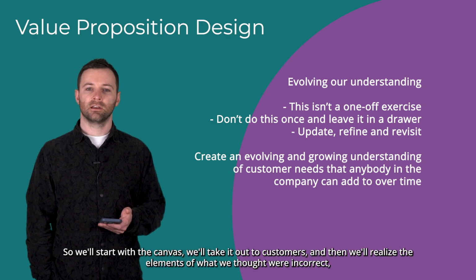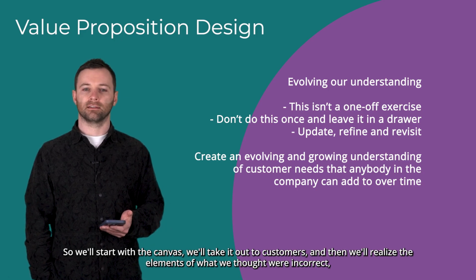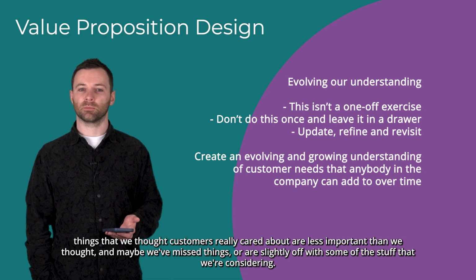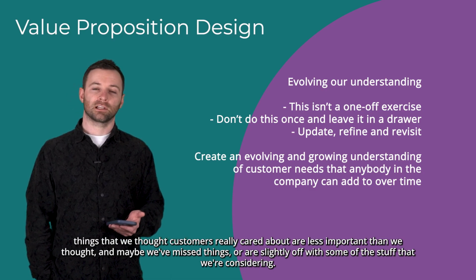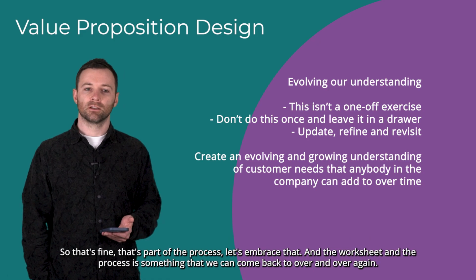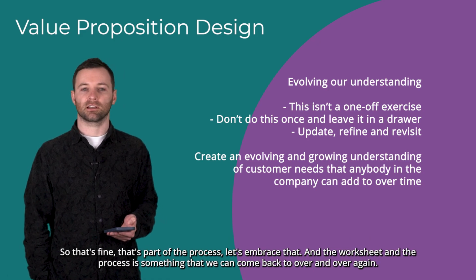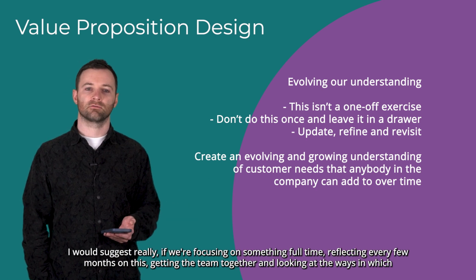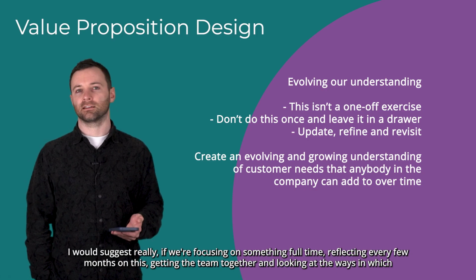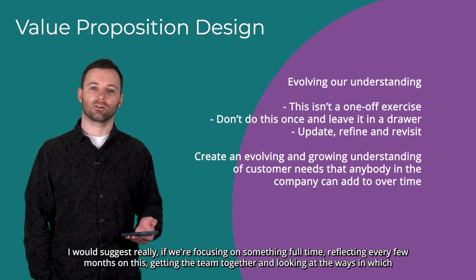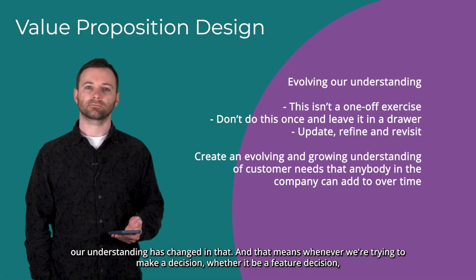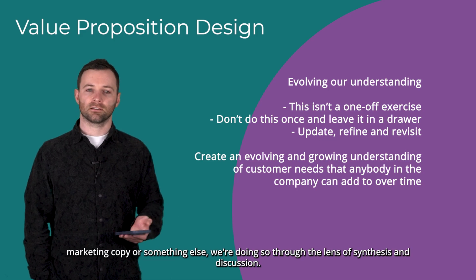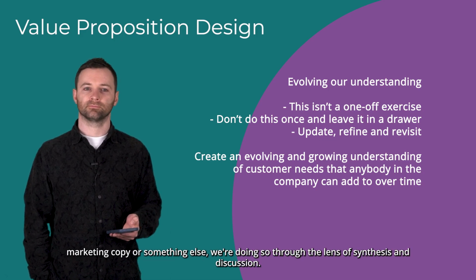So we'll start with the canvas, we'll take it out to customers, and then we'll realize that elements of what we thought were incorrect, things that we thought customers really cared about are less important than we thought, and maybe we've missed things or are slightly off with some of the stuff that we're considering. So that's fine, that's part of the process, let's embrace that. And the worksheet and the process is something that we can come back to over and over again. I would suggest really, if we're focusing on something full-time, reflecting every few months on this, getting the team together and looking at the ways in which our understanding has changed. And that means whenever we're trying to make a decision, whether it be a feature decision, marketing copy, or something else, we're doing so through the lens of synthesis and discussion.